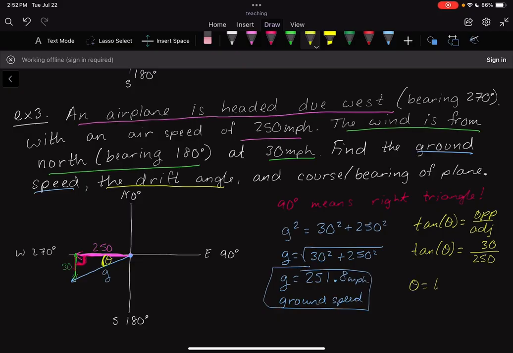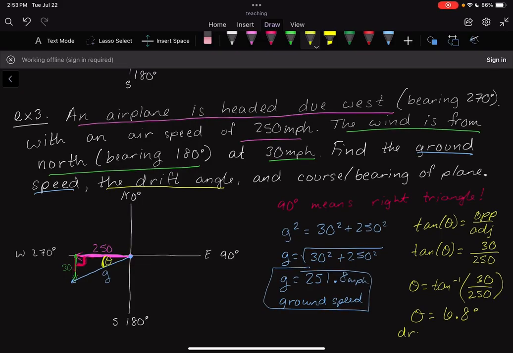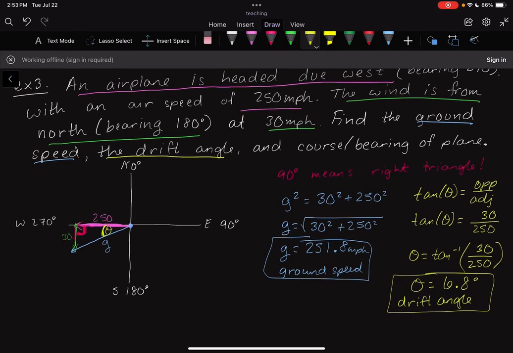So this would be tangent inverse of 30 over 250, and I'm going to plug that in and see what I get. I get 6.8 degrees. So this is my drift angle. This is how far the plane got pushed off of its original heading because of the wind. And usually your drift angles are pretty small.